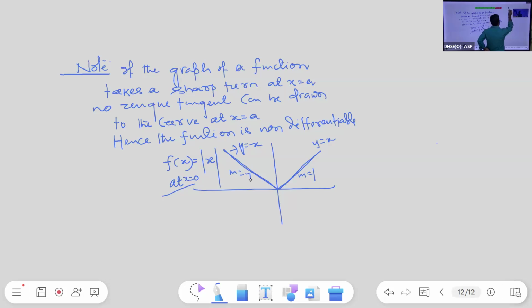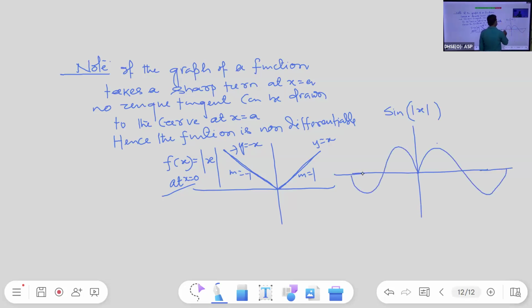In the first question that I discussed in the class, that is sine of mod x, without finding the LSD and RSD, if you are able to draw the graph of this function, you can say that the function is non-differentiable. The graph of sine of mod x is like this. So this function is differentiable everywhere except x is equal to 0.